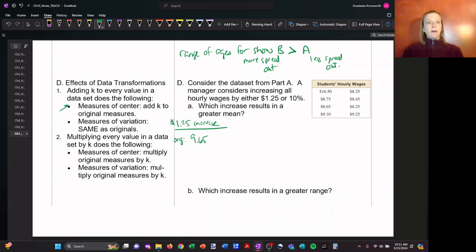When you're talking about measures of center, if you're adding the same value to every number in the data set, then your measures of center are going to also increase by that same value. So if my original average was $9.65 and there's a $1.25 increase, then I'm going to add $1.25 to that average, and my new average is going to be $10.90.